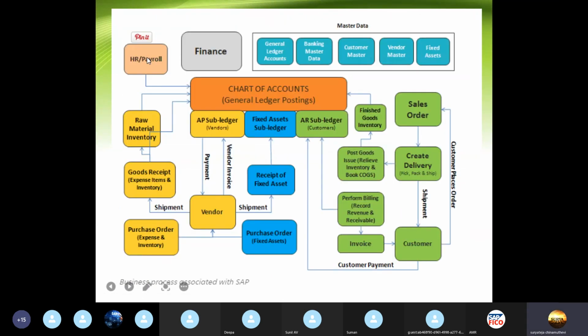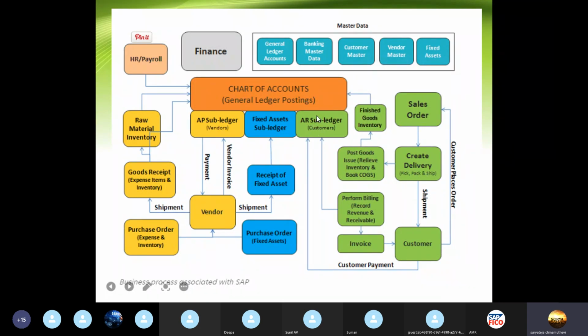Here comes a diagram. Here comes the HR payroll, raw materials, goods receipt. These all are connected here at the chart of accounts, general ledger postings. And the items in green are all related to the customer processes. Related to the customer, like the sales order will be placed by the customer. We'll be delivering the goods to the customer, so we'll first create delivery. Customer invoice, we'll be producing an invoice to the customer. We'll be performing billing, recording revenue and receivables. Finished goods, inventory checking. These all are related to the customer.